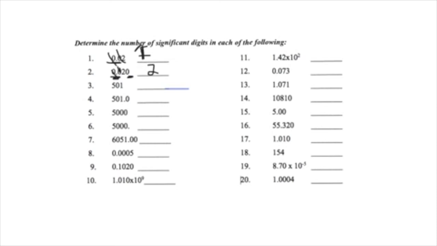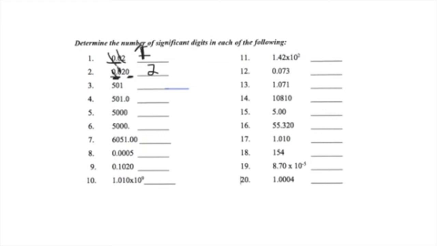Let's jump down a little bit to 5 and 6, because 5 and 6 are pretty interesting. It's the same number, effectively, right? 5,000. The difference between 5 and 6 is in number 5, there's no decimal at the end of that number. In number 6, there's a decimal at the end of that number. So let's look at number 5 first.